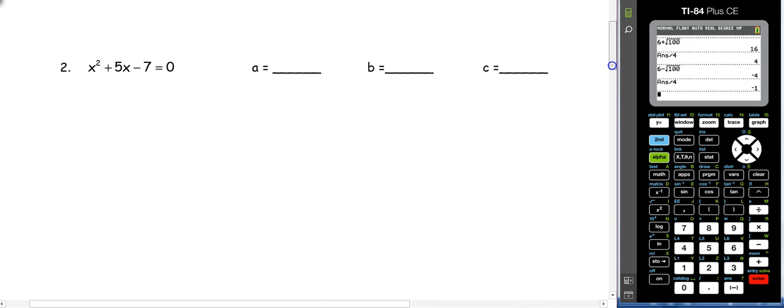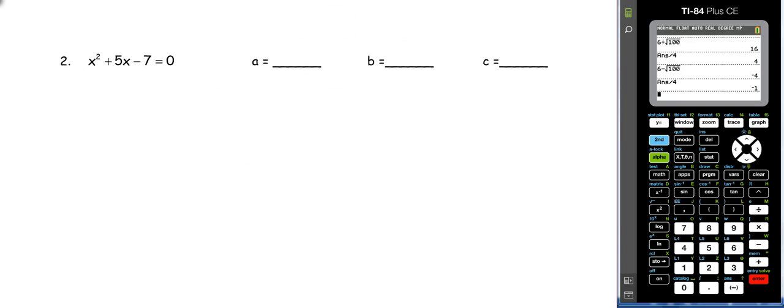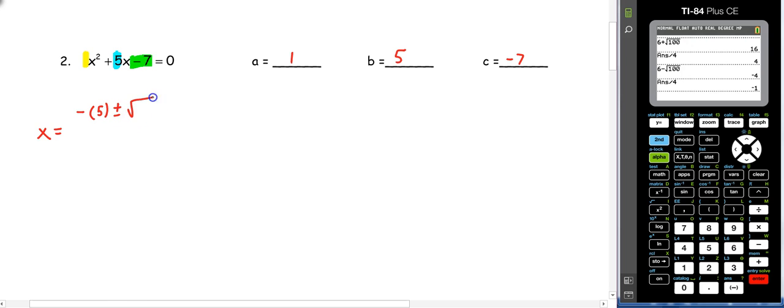So let's try another problem. In number 2, when I identify my a value is in front of the x squared, so my a value is 1. My b value is what's in front of the x, so my b value is 5. And my c value is the number by itself, which in this case is -7. So we're going to substitute into the equation x equals -b, so negative times 5 plus or minus the square root of b squared. So we have 5 squared minus 4ac. So 4 times the a value times the c value, all over 2a. So 2 times 1.